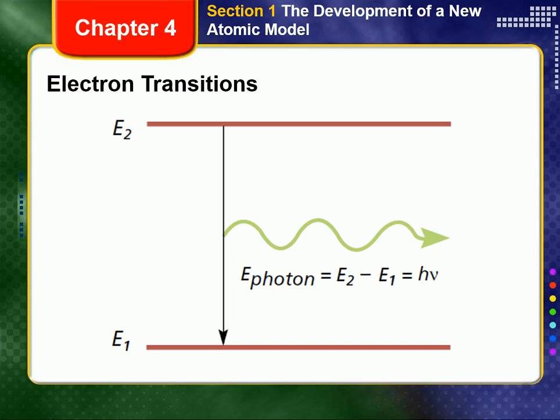Whenever an excited hydrogen atom falls back from an excited state to its ground state, or to a lower energy excited state, it emits a photon of radiation. The energy of this photon, which is E sub photon, is equal to h nu. It is equal to the difference in energy between the atom's initial state and its final state, as illustrated in figure 4-7 on page 95 of your text or on the screen now.